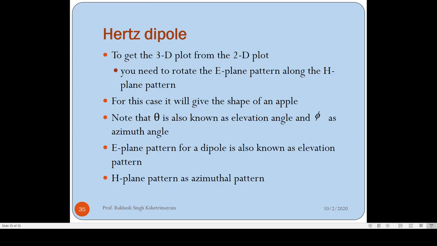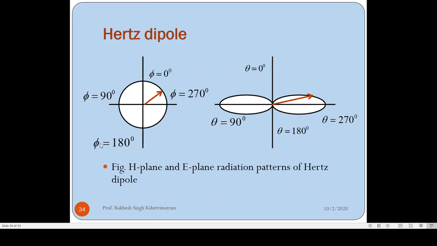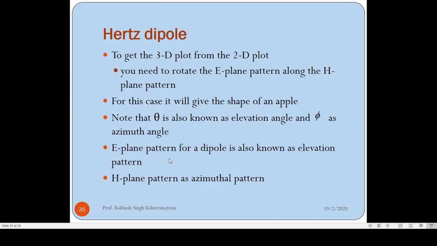Why? Because what we are actually observing here is the variation of the fields with respect to phi. Phi is the azimuthal angle, so we call this the azimuthal angle pattern. Here we are observing how the field varies with respect to theta. Theta is the elevation angle, so we call it the elevation pattern. So E-plane pattern is also called, for a dipole antenna, the elevation pattern, and H-plane pattern is also called the azimuthal pattern.